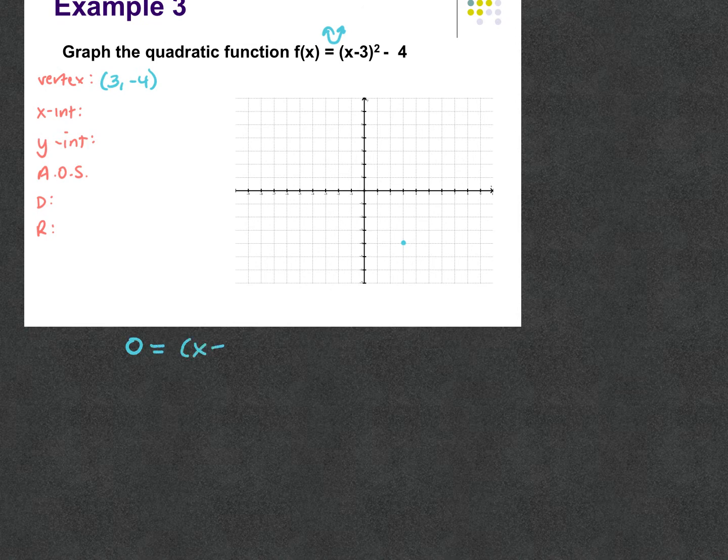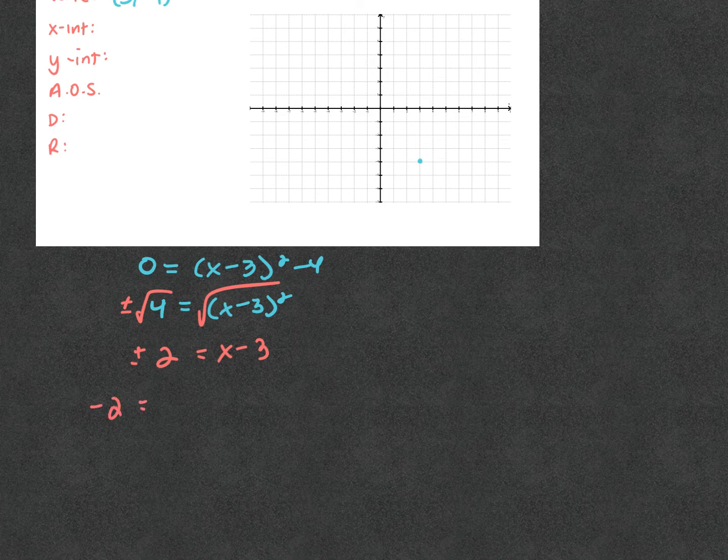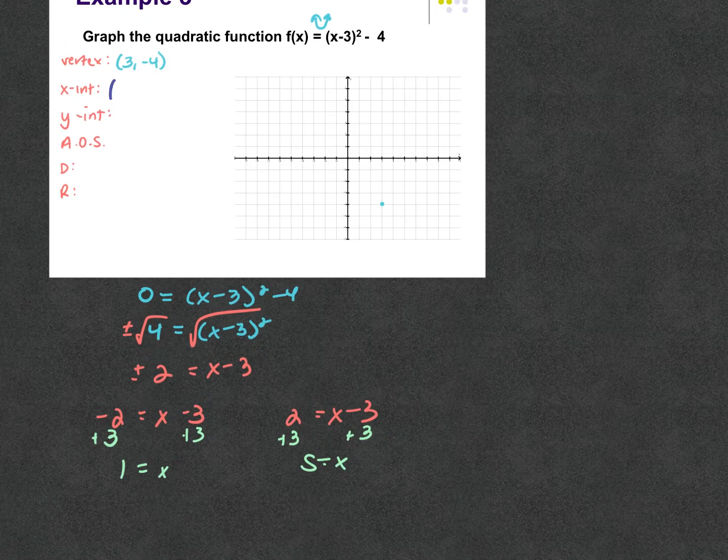0 equals x minus 3 squared minus 4. I add the 4. I square root both sides, putting that plus and minus in front of the 4. I get plus and minus 2. So there's a negative 2 equals x minus 3 equation here, and there's a positive 2 equals x minus 3 equation. Okay, 1 equals x, and then 5 equals x. So my two x-intercepts are 1, 0, and 5, 0.